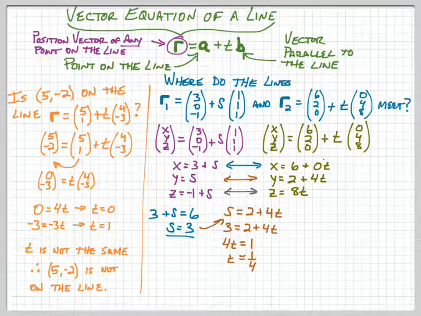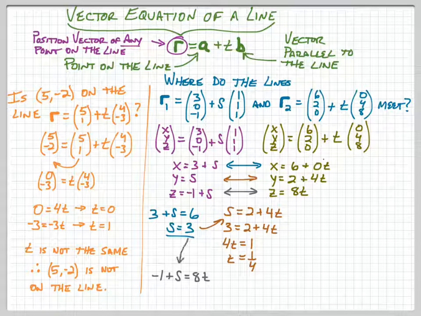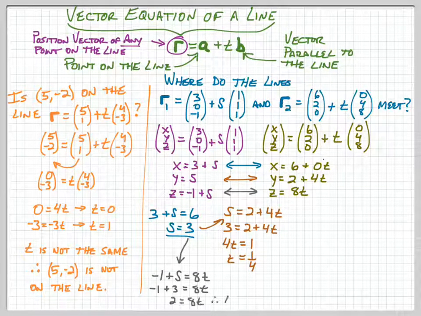Now we want to look at our last equation. We're going to look at z, and we're going to set these two things equal to each other as well. So we get -1 plus s equals 8t. Well, let's use s again, and we'll plug it into the equation. And we get -1 plus 3 equals 8t, and we can see that t is going to equal 1/4.